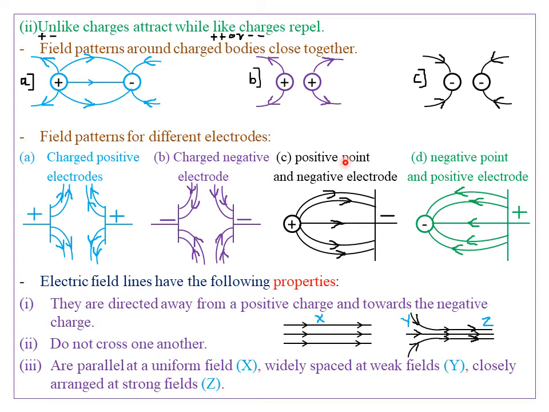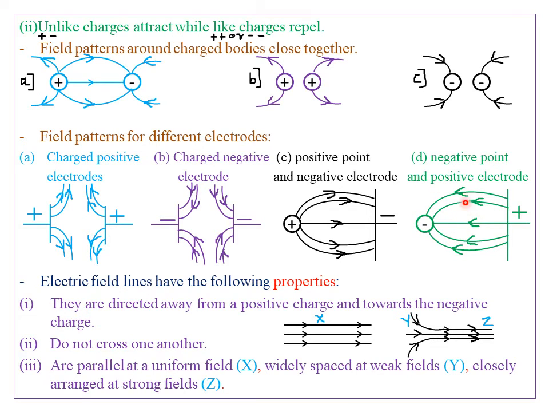Next we look at the positive point and negative electrodes. Of course the charge will move from the positive charge, so the arrows will be that way, moving from the positive charge towards the negative charge, as we saw in the properties. Then when you have the negative point and positive electrode, the charges will always move from the positive terminal towards the negative terminal, as shown in this particular case.